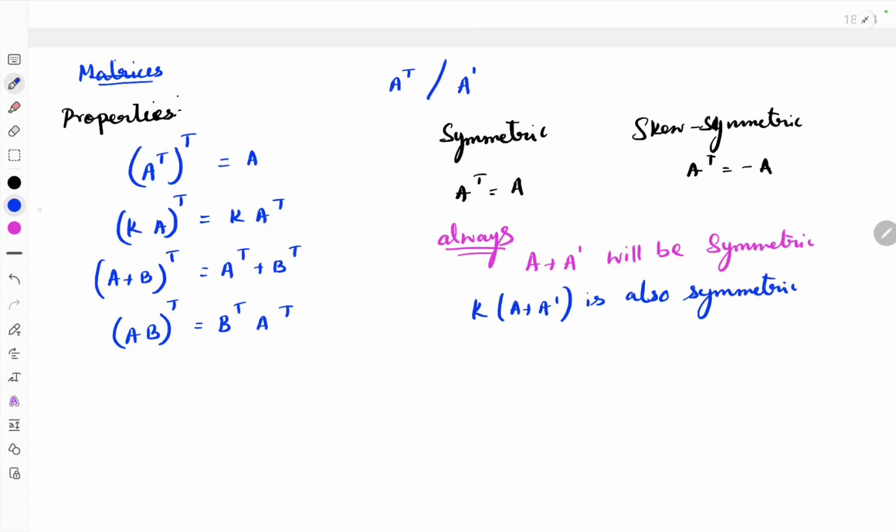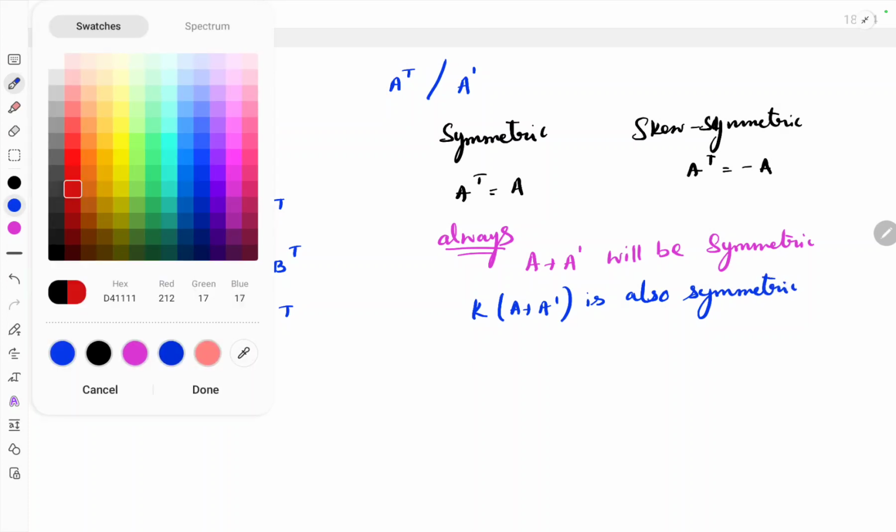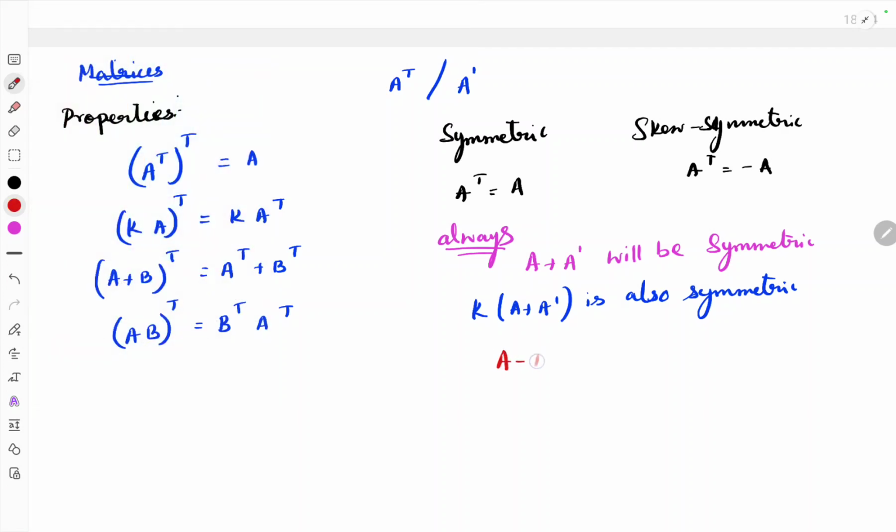And the next thing here is A minus A transpose is always skew symmetric. And K times A minus A transpose is also skew symmetric.